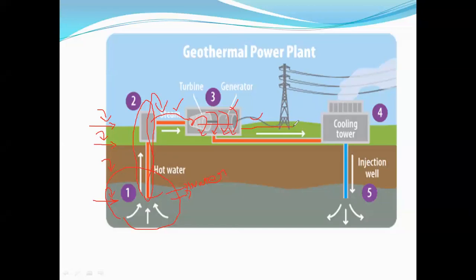Then after the completion of the process, now I would like to convert the steam with the help of the cooling tower. Using a cooling tower, the steam can be converted into water.